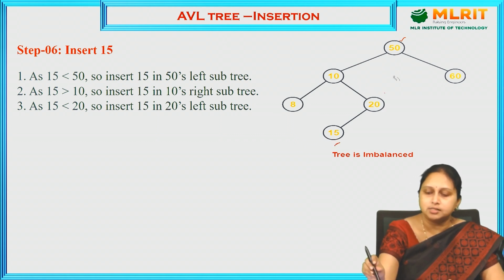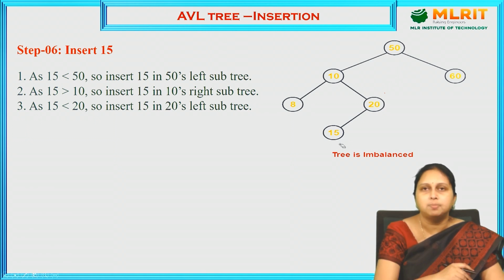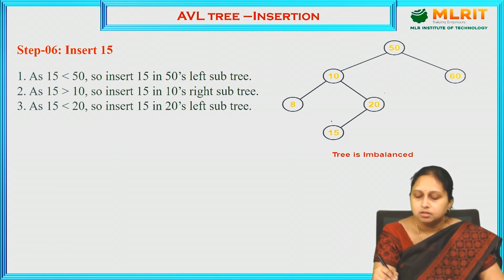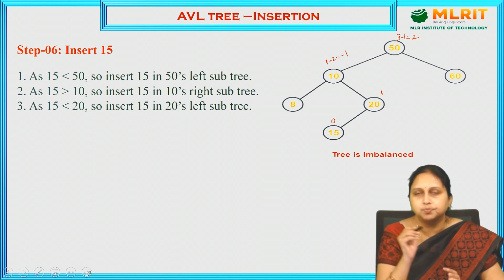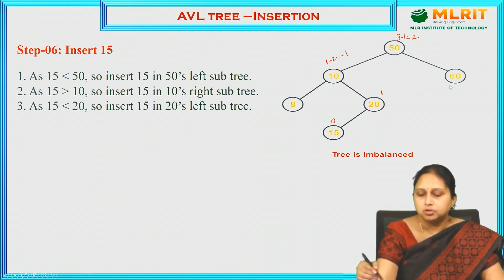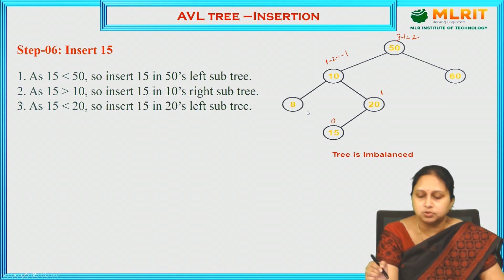Right. After inserting, now check for the balance factor. This is 0. This is 1. You don't have the right part. And this one, you have 1 minus 2, which is minus 1. You don't have any problem. Now check for this 1, 2 and 3. 3 minus 1 is nothing but 2. Right? The remaining will be 0. Leaf nodes will be 0. That's why I have not mentioned them. Right? 3 minus 1 equals 2.